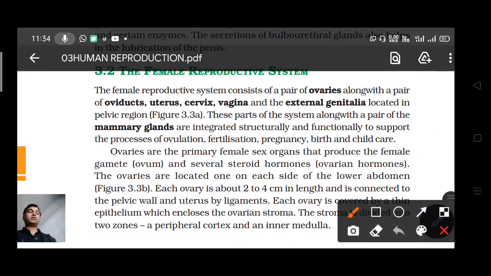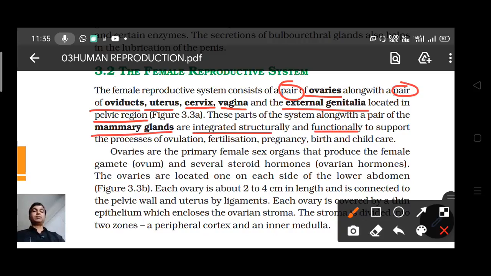The female reproductive system consists of a pair of ovaries along with a pair of oviducts, uterus, cervix, vagina and external genitalia, located in the pelvic region. So it consists of a pair of ovaries, a pair of oviducts, and the uterus, cervix and vagina, which are single in number, and the external genitalia located in the pelvic region. These parts of the system, along with the pair of mammary glands, are integrated structurally and functionally and support the processes of ovulation, fertilization, pregnancy, birth and child care.